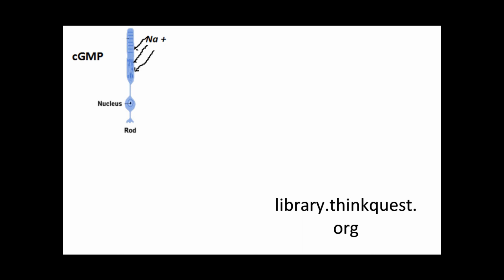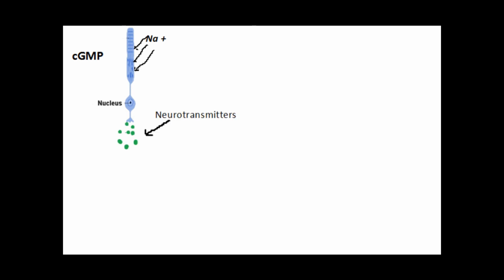Neurotransmitters are then released. Once the phosphodiesterase molecule is activated, and gets rid of the cyclic GMP, making it just GMP, the cyclic GMP gated channels will close and the neurotransmitters will stop being released.